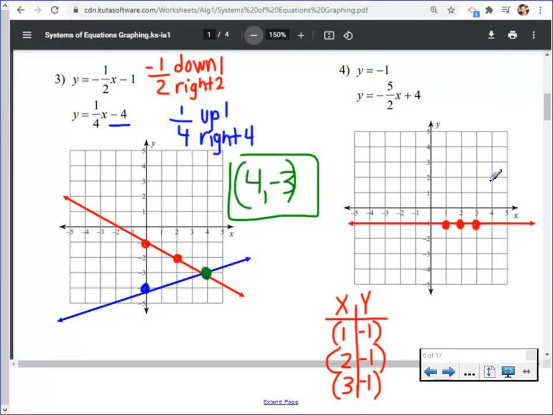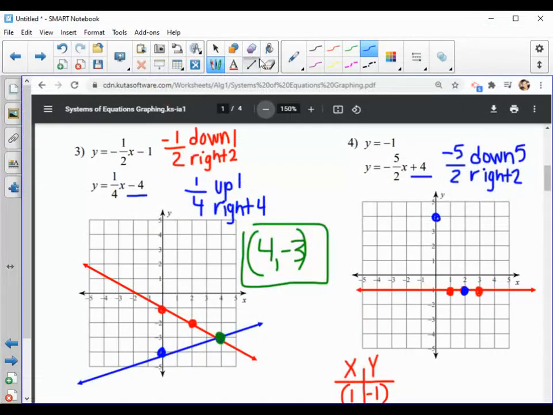The other line, the second one, is very similar to the ones we've already done. I'm going to make a point at +4. My slope is -5/2. What that means is my top number is saying I should go down 5, and I should go right 2. So I put my pencil back on my blue point, and I'm going to go down 1, 2, 3, 4, 5, and I'm going to go right 1, 2, and there's my other blue point. I connect my dots with a line.